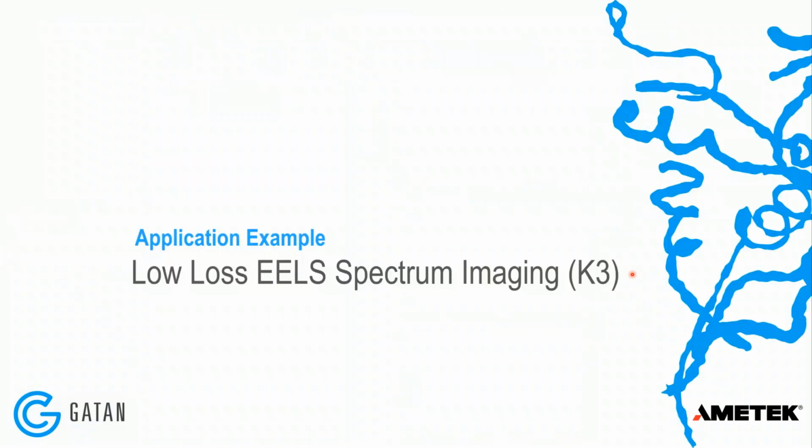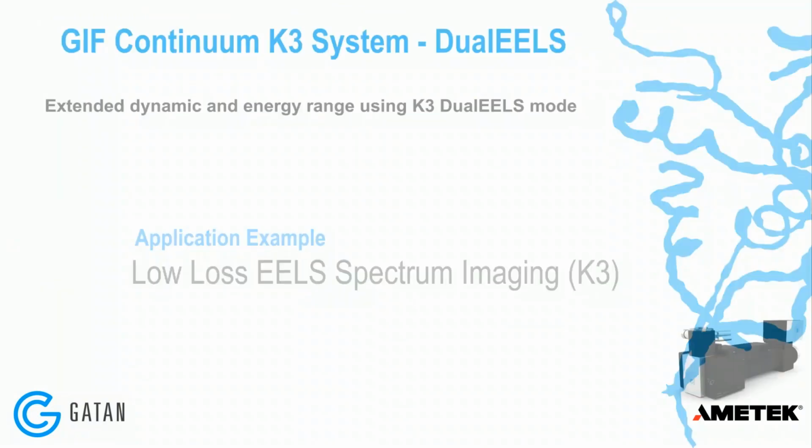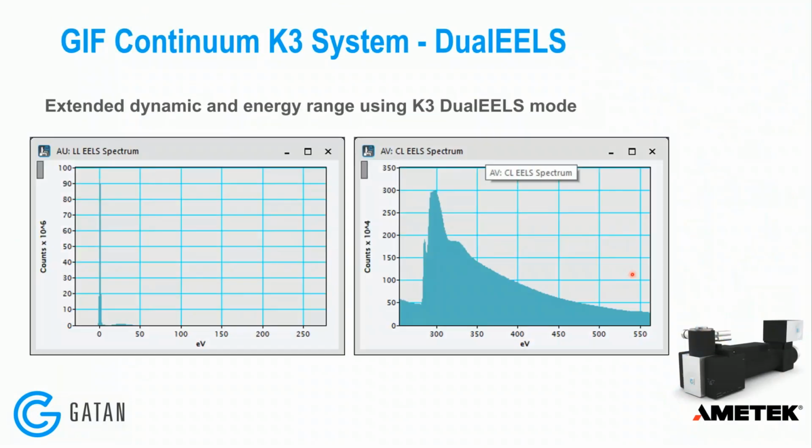Okay, so final example. We're going to look at low loss spectrum imaging. This is something that's new. Another thing that's different between the K3 EELS and the K2 EELS is that we can do dual EELS now with the K3, where we couldn't do that with K2. This gives us extended dynamic range, extended energy range. So we have two spectra, one is low loss, one is labeled high loss. But we're free to separate those in energy by up to 2000 eV using the drift tube.